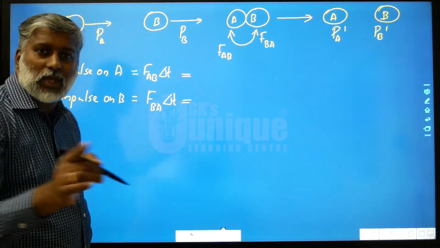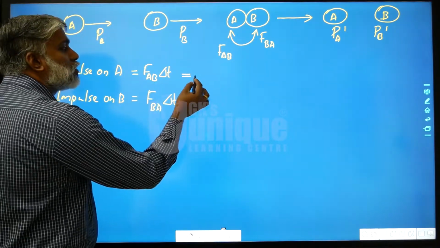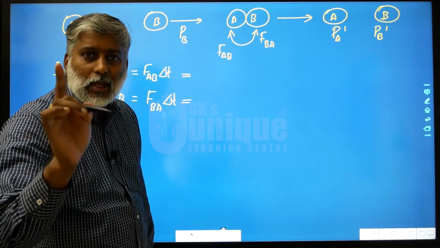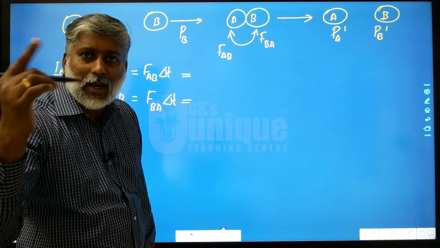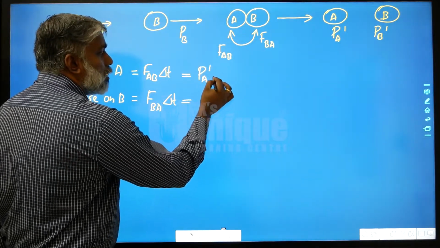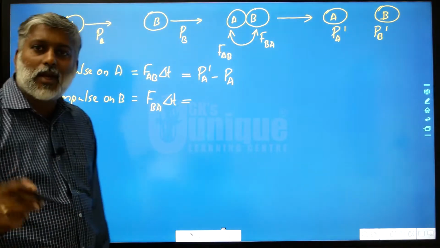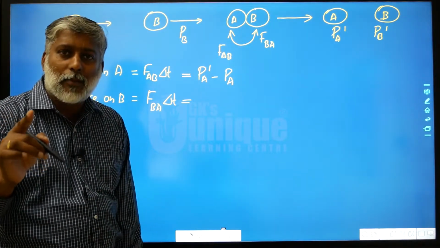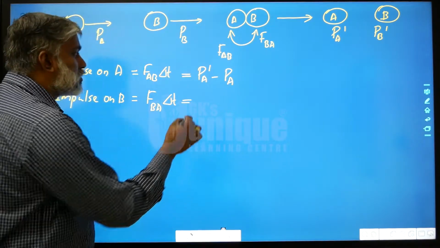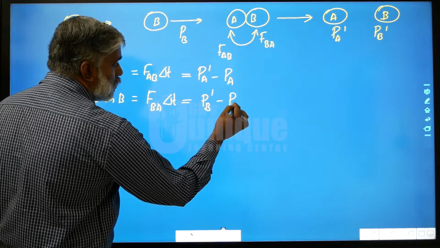impulse equals change of momentum. So this impulse on A is equal to the change of momentum of A. Initial momentum PA, final momentum PA dash. The change of momentum is PA dash minus PA. Similarly for B: initial momentum PB, final momentum PB dash. The change of momentum is PB dash minus PB.